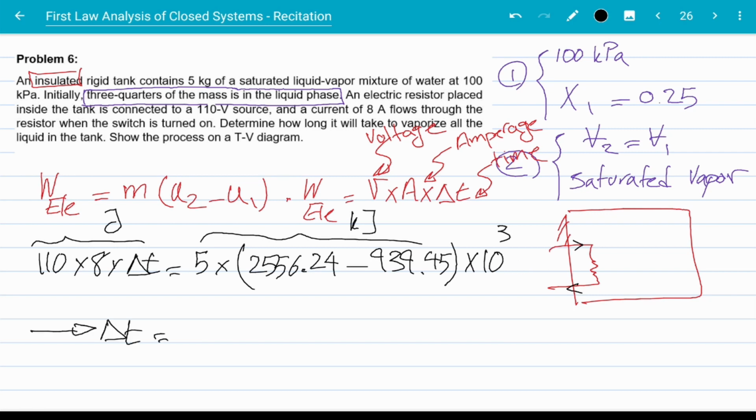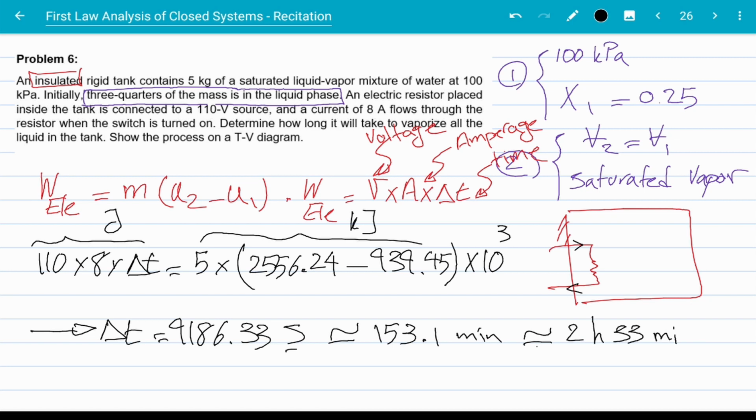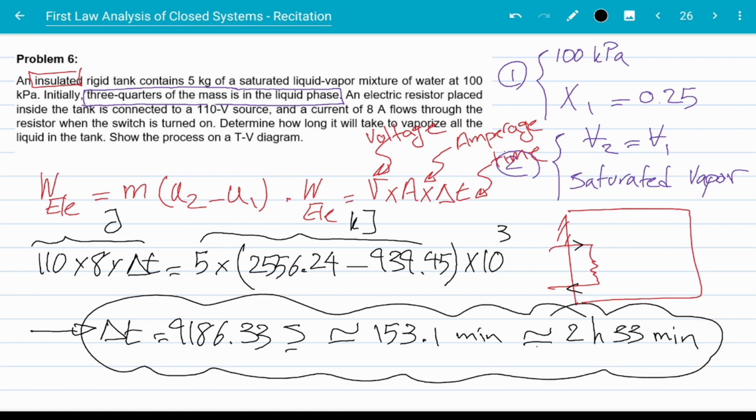We get that the time is 9,186.33 seconds, which is about 153.1 minutes, which is about 2 hours and 33 minutes. So just using this electric resistor, it roughly takes 2 hours and 30 minutes, or 2.5 hours, to evaporate all the water inside this tank.